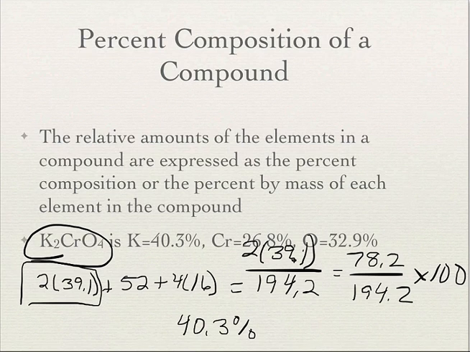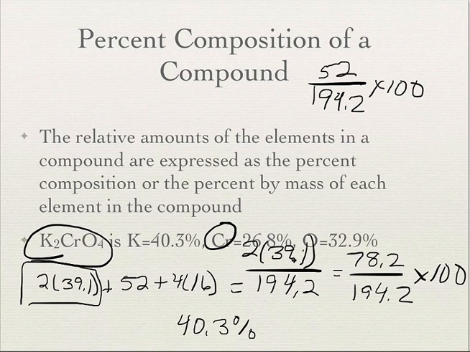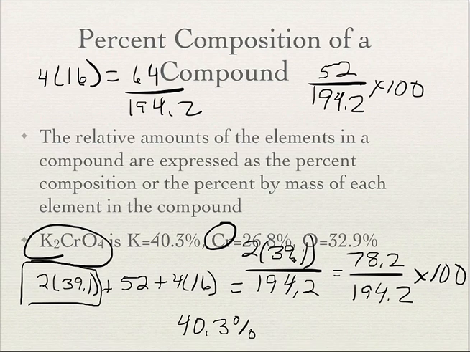If you were doing chromium, you would take the 52 divided by the total, 194.2, times 100, and you'd get 26.8. And if you're doing oxygen, you would take 4 times 16, which is 64, and divide that by 194.2. And you would end up with 32.9% for oxygen.